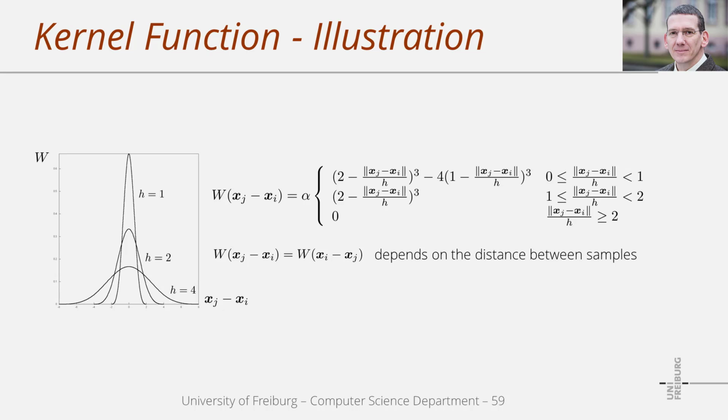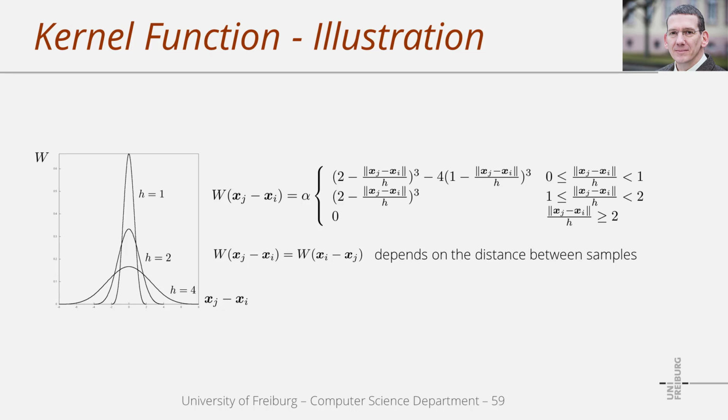Here we have an illustration of the cubic spline kernel. We see its definition, and the graph shows 3 examples of the cubic spline for 3 different kernel supports h. We see that the function is symmetric, and we also see that its maximum value varies due to the normalization.